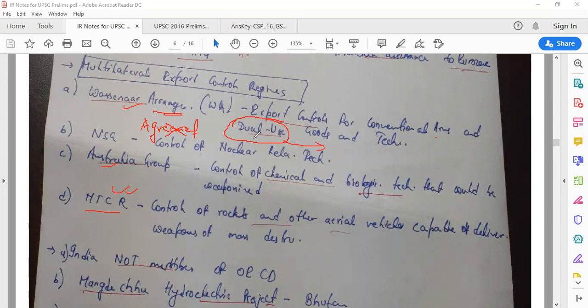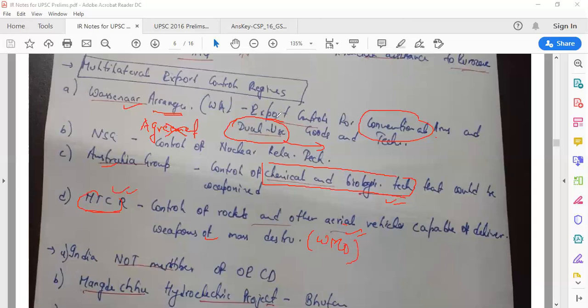So Wassenaar is about dual-use goods and technologies and conventional arms. NSG, that is Nuclear Suppliers Group, is about control of nuclear-related technologies. Australia Group, here also, again, you will see certain keywords: control of chemical and biological weapons or biological technologies. Dual-use goods and conventional arms were the keywords of Wassenaar. In Australia Group, the keyword is chemical and biological technology. In MTCR, Missile Technology Control Regime, the keyword is missile technology. It's all about rockets and aerial vehicles, which are capable of delivering weapons of mass destruction, WMD.